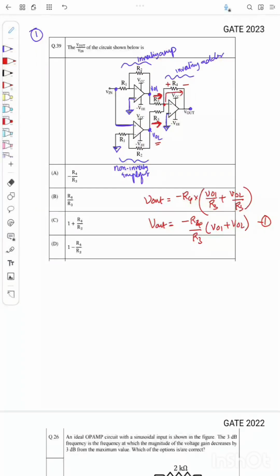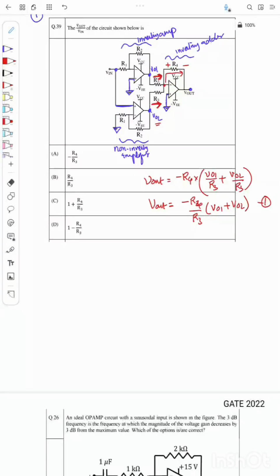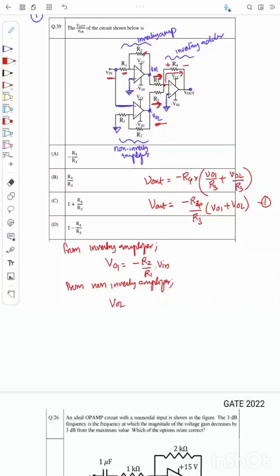Now from the first circuit, the inverting amplifier circuit, what is V01? From the inverting configuration, V in is the input, R2 is the feedback resistance, and R1 is the series input resistance. So V01 is minus R2 by R1 into V in. And from the non-inverting configuration, V02 is due to the non-inverting amplifier. So what's the gain of the non-inverting amplifier? That is 1 plus the feedback resistance by R1, that is 1 plus R2 by R1, into the input voltage. Input voltage here is V in. Okay, so this is V01 and V02.